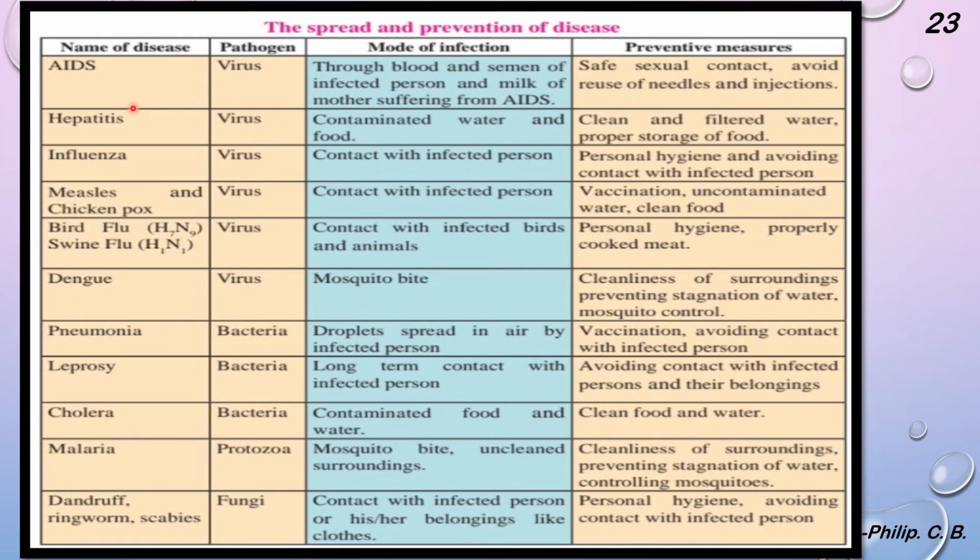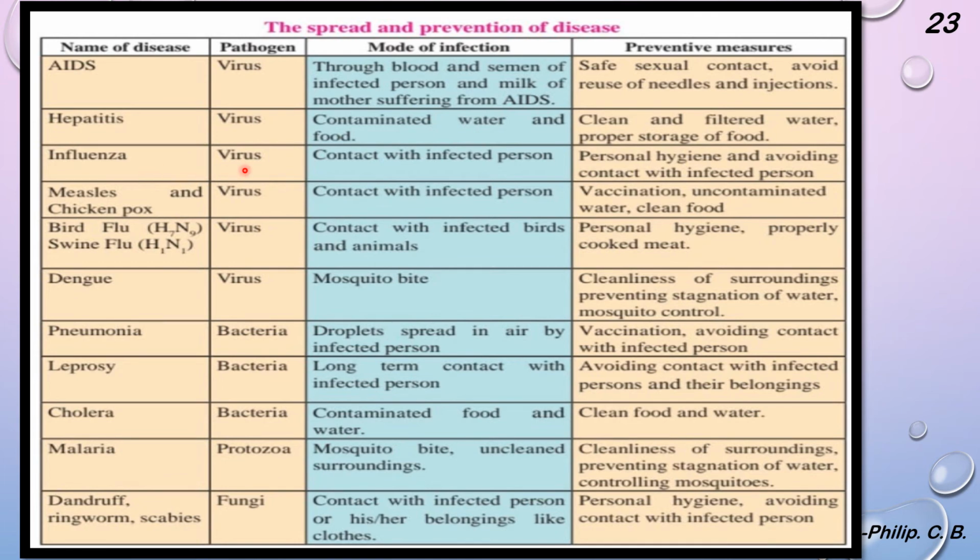Now in case of AIDS, the pathogen is a virus, and the mode of infection is through blood and semen of an infected person and milk of a mother suffering from AIDS. What is the preventive measure? Safe sexual contact, avoid reuse of needles and injection. Next, hepatitis, again caused by a virus, spread through contaminated water and food. Clean and filtered water and proper storage of food are the right preventive measures.